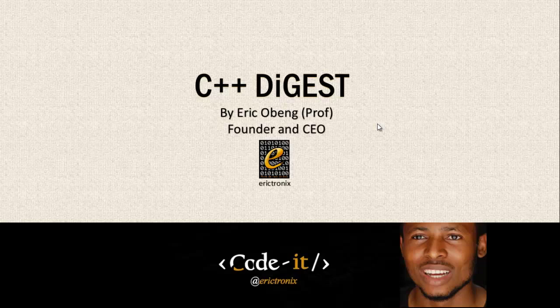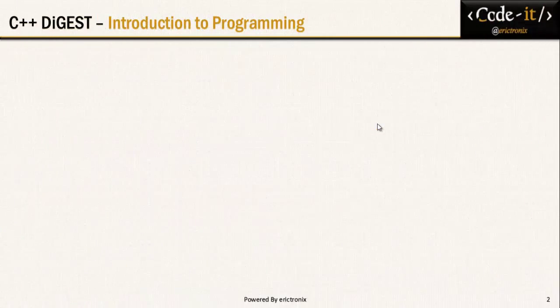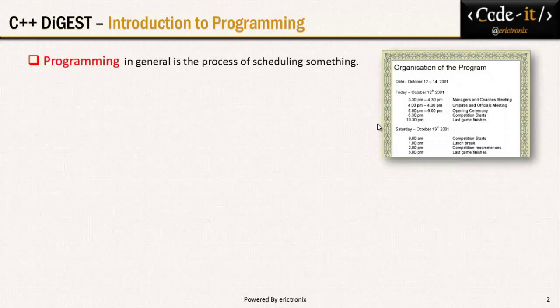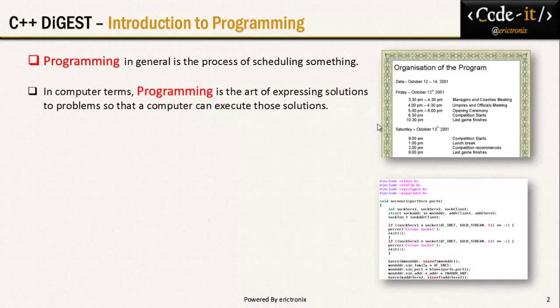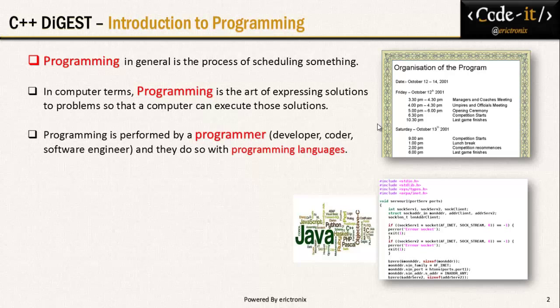Let's get started. Generally, programming is the process of scheduling an event or activity, such as a radio or television program, a wedding ceremony, a church program, and so on. In computer terms, programming is the art of expressing solutions to problems so that a computer can execute those solutions. Most of this effort is to refine the solution obtained. Programming is performed by programmers, and they do so with programming languages.